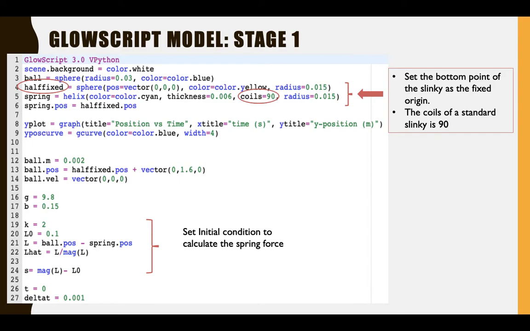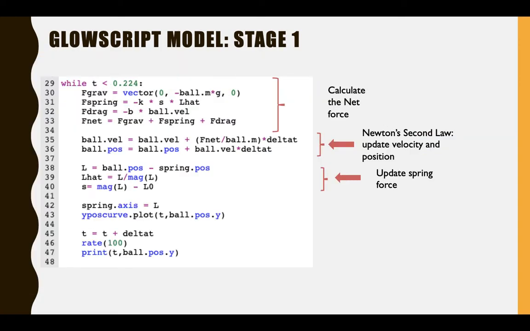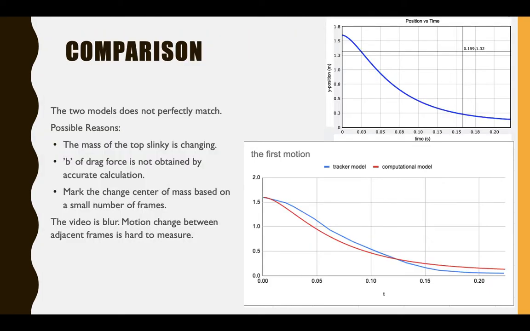And I set the initial condition to calculate the spring force. In the while loop, I first calculate the net force and then use Newton's second law to update the velocity and the position, and update the spring force. This graph is the result when I run this code.